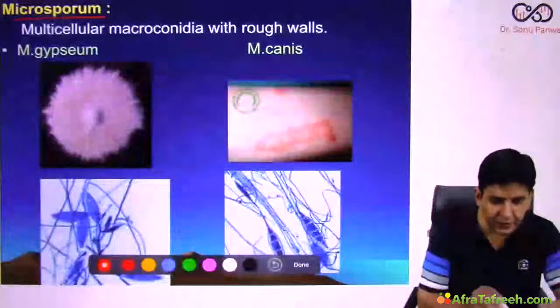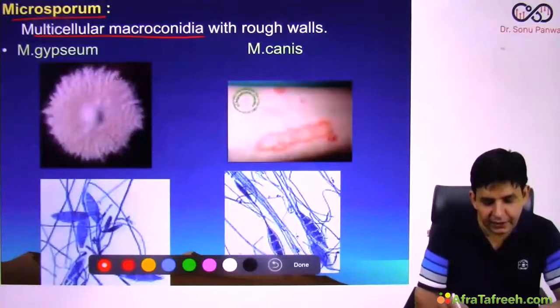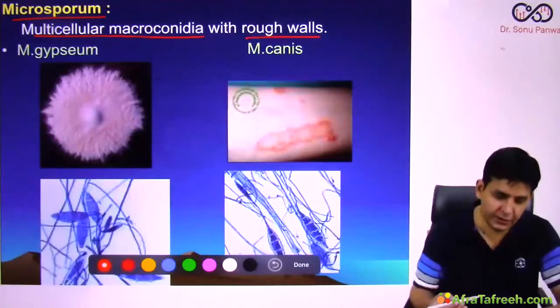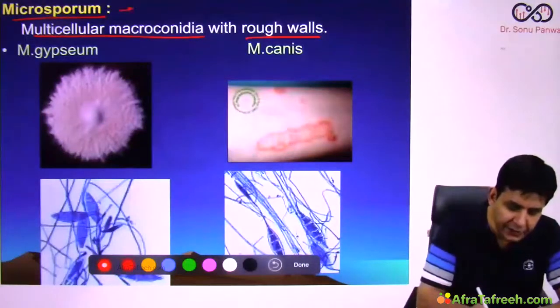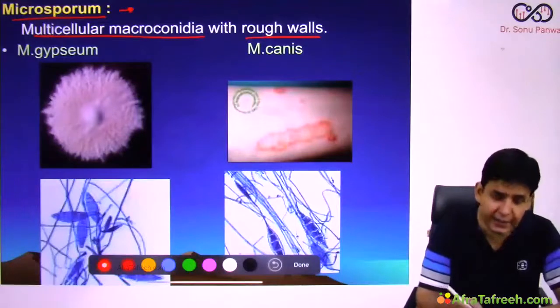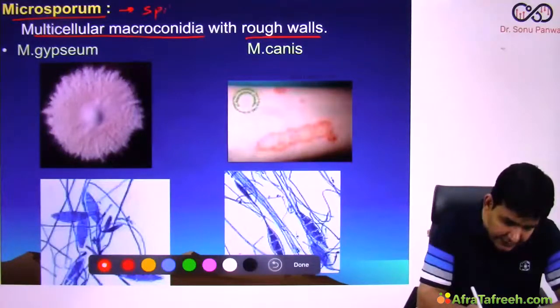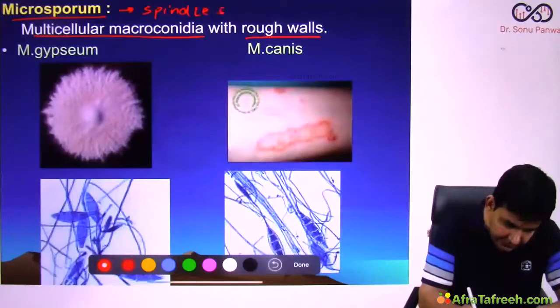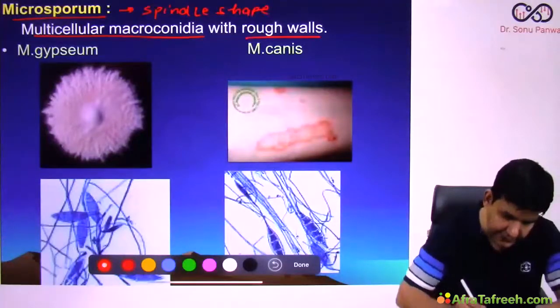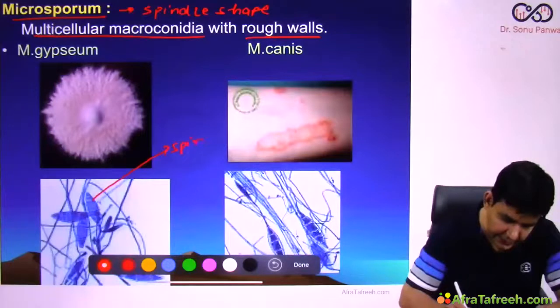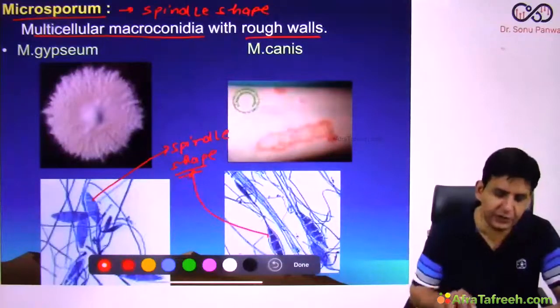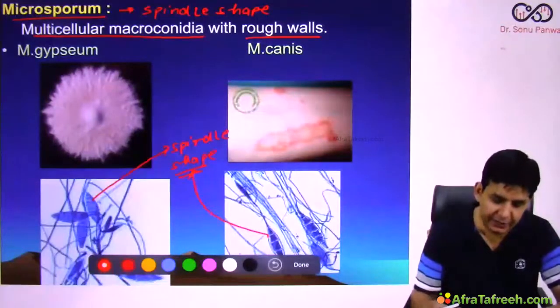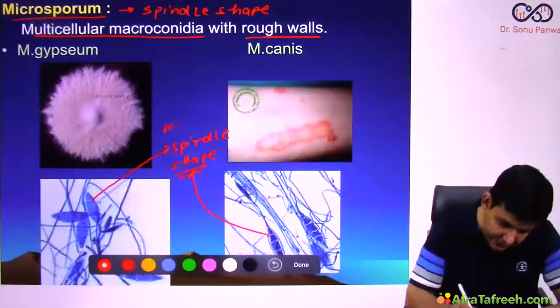Now regarding Microsporum, it has multicellular macroconidia with rough walls. Remember, if somebody asks you the shape of the macroconidia of Microsporum, it looks like a spindle shape. What you are seeing here is termed spindle shape macroconidia. That is a feature of Microsporum. It has spindle-shaped macroconidia. This is macro.